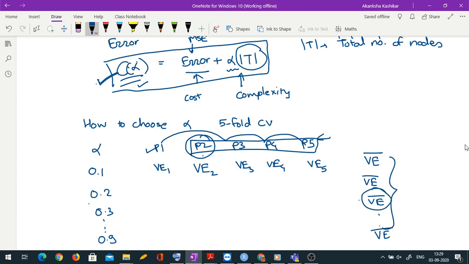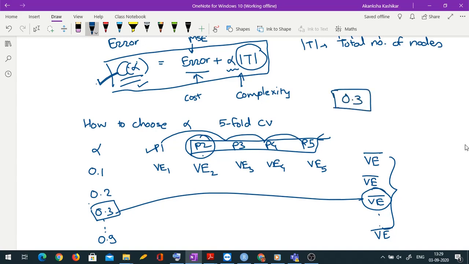So suppose it is minimum here, then I will say okay, alpha equal to 0.3 is giving me the smallest validation error. So probably alpha equal to 0.3 would give me a tree which is good for prediction for the new data set. Is it okay?